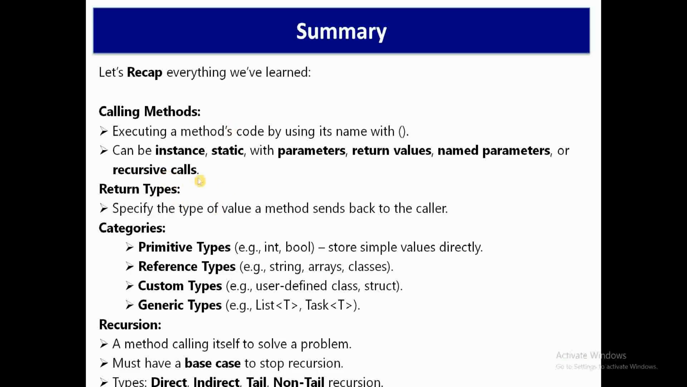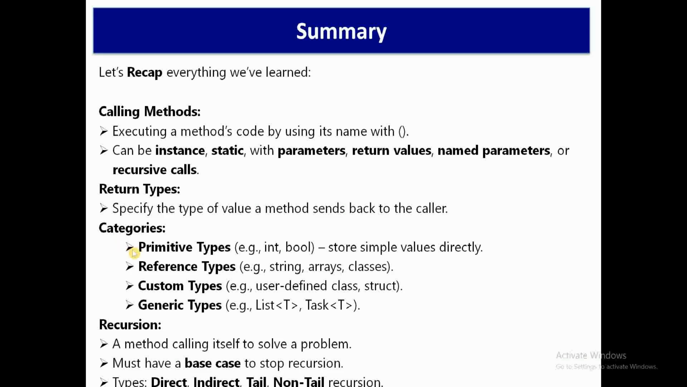Next one is recursive calls, where we call a particular method inside that method. Next we have return types, specifying the type of a value a method sends back to the caller. Return value means if we want to send some particular value, like an integer or string value, from the method declaration, then we can return that value from there to the main method.